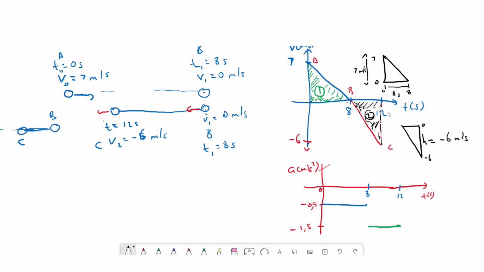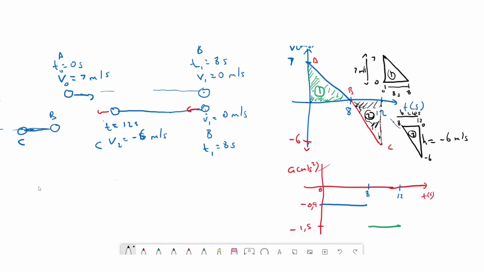Now what about the base? The base is from here, which is 8, to 12, so it's from 8 to 12 seconds. When you take 12 minus 8, you end up with a base of 4 seconds. So this is triangle 2, and this is triangle 1.